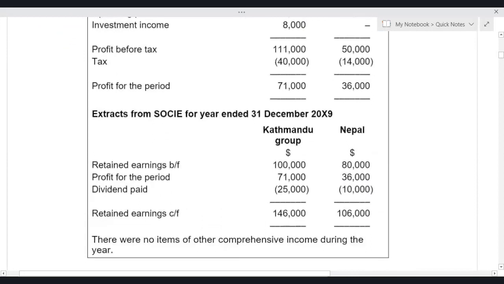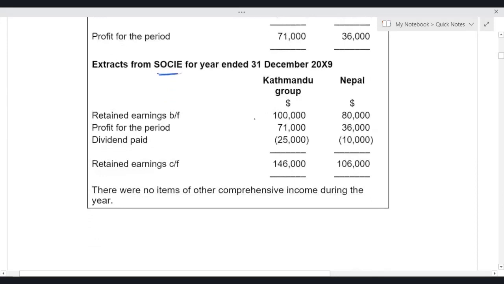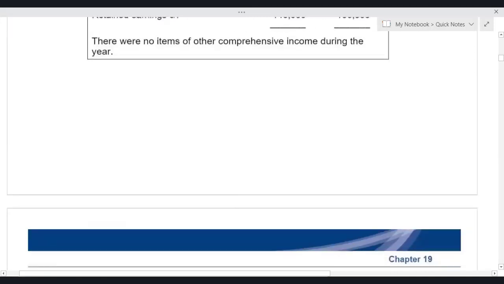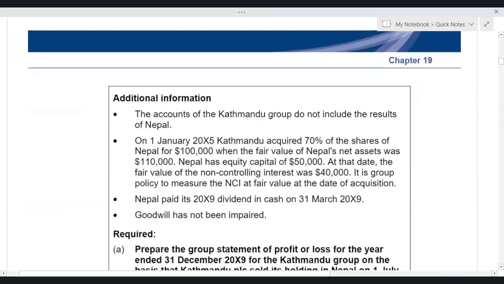Simple income statement. They have also given us other information also. We have retained earnings brought forward, profit for the period. We have dividend paid as well. Retained earnings. Additional information. The accounts of Kathmandu Group do not include the results of Nepal.